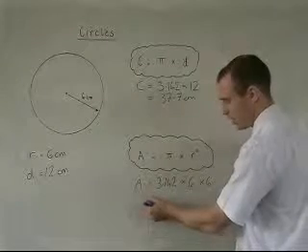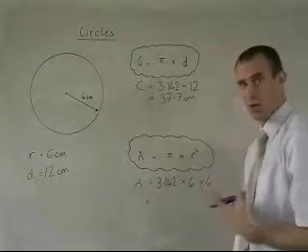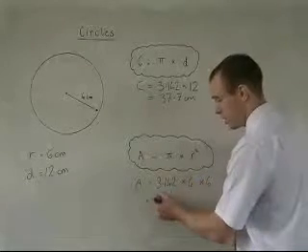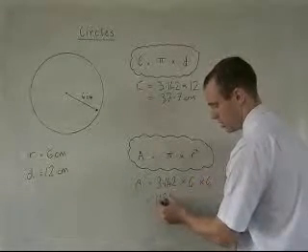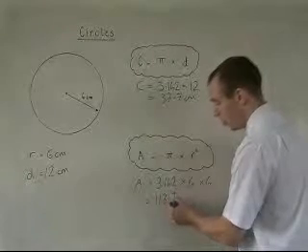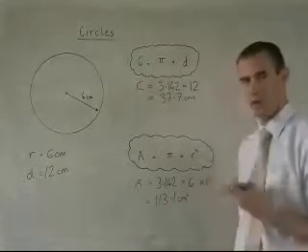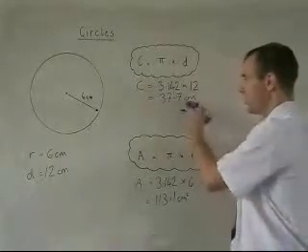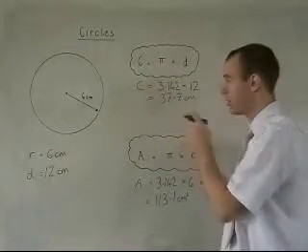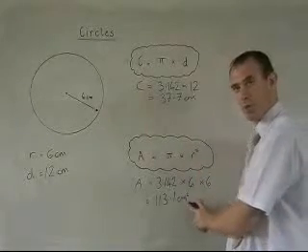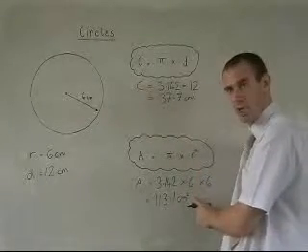Now if we type that into a calculator, again we'll get lots of digits, but we want to round to one decimal place and we get 113.1 centimetres squared. Again, the units are very important here. The circumference is measuring a distance, so it's in centimetres. The area is measured in centimetres squared.